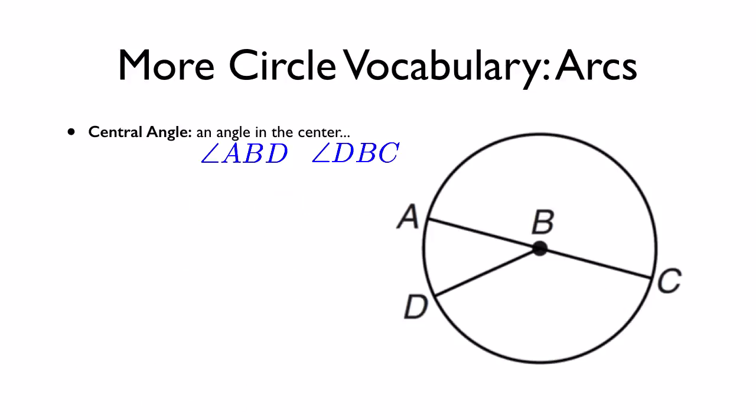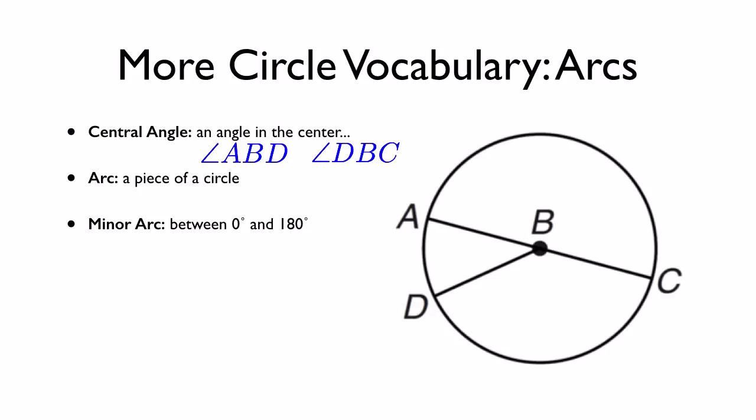So some more vocabulary. Central angles. Here we have a different sketch. Central angles, it's just an angle in the center. So for example, angle ABD, DBC, these are both central angles. An arc is a piece of a circle. So for example, that little chunk between A and D would be considered an arc. Or the length from D over to C would be considered an arc.